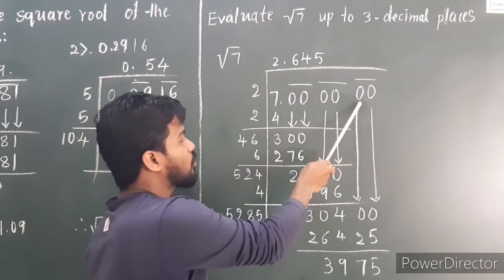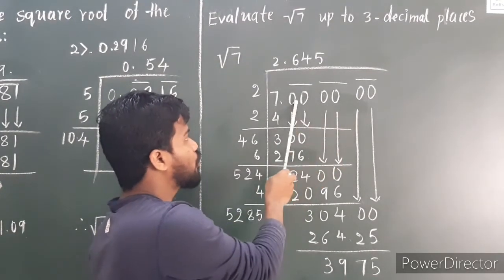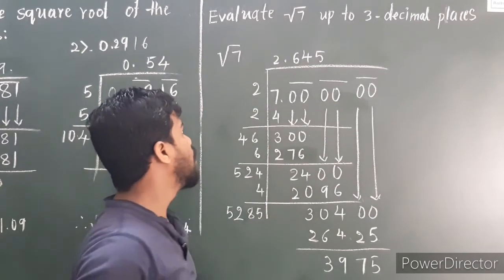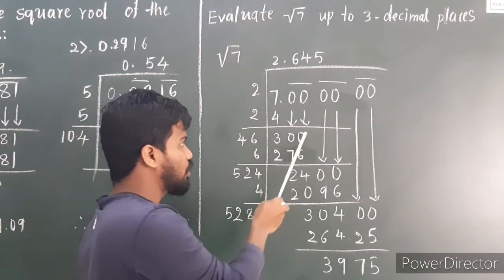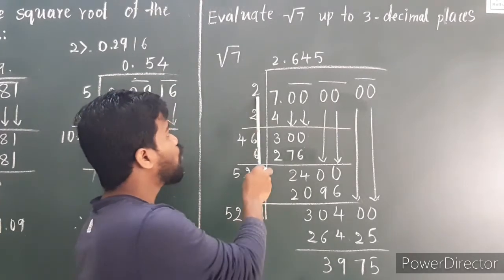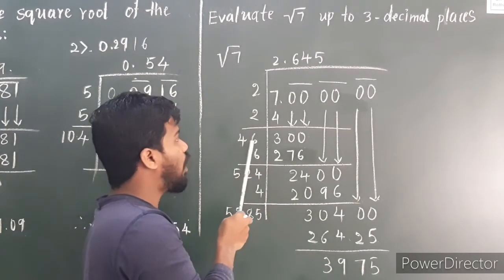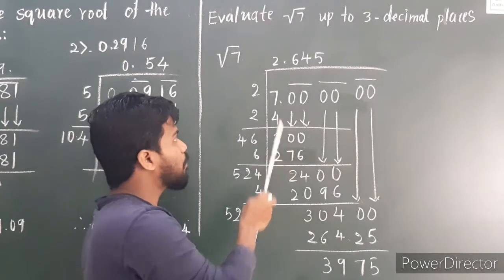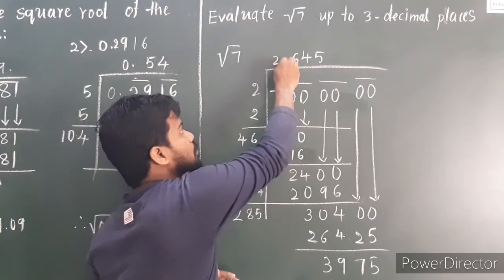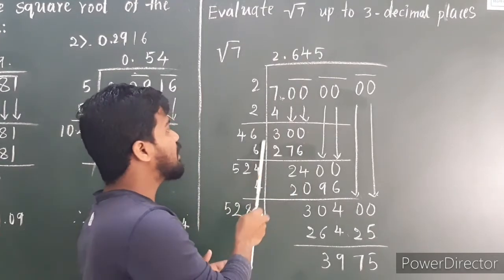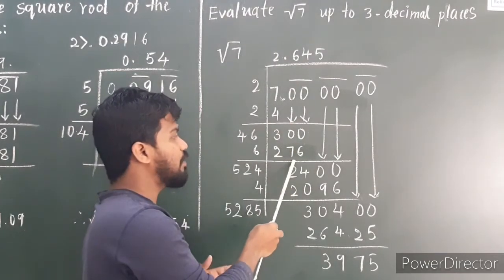Make it pair. So 2 zeros, 2 zeros, 2 zeros, and 7 is individual. Okay, 2 2s are 4, so the remainder is 3. The next 2 zeros you take here. So 2 plus 2 is 4. So now 46 into 6. Here you have a decimal, so put the same decimal here. So 46 into 6 you get 276.